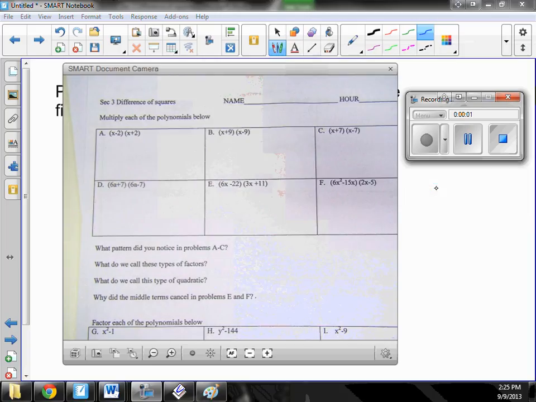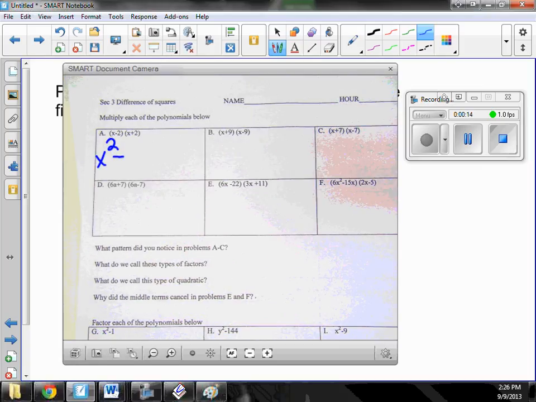Looking underneath the first 6 problems, what patterns did you notice in A through C? So in part A, we got x squared plus 2x minus 2x minus 4, and the middle two cancel, and I get x squared minus 4. So in A through C, even into D, the middle terms always canceled. Why is that the case?